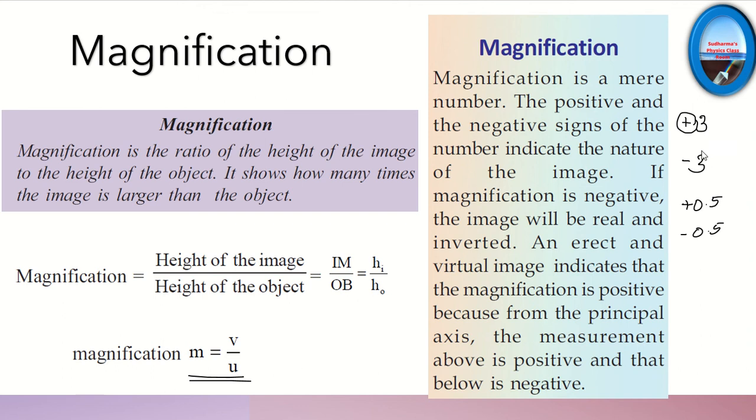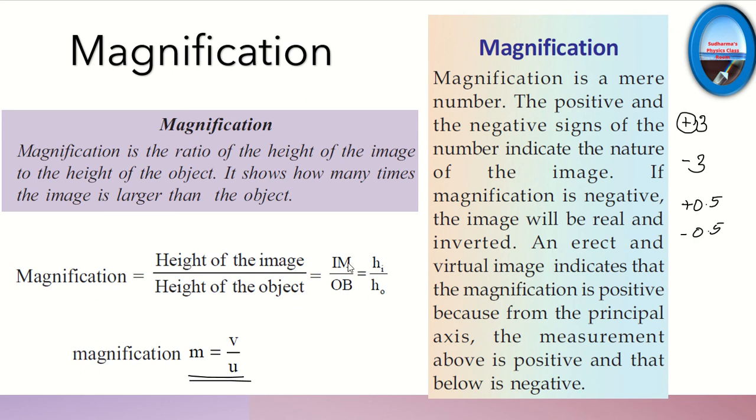The number you see here, 3, or if the number is greater than 1, I mean the number without sign, the sign represents whether it is a real or virtual image. If the sign is positive, it is a virtual image. If the sign is negative, it is a real image. Because see, height of the image by height of the object. If the image is real, then one of the things will be below the principal axis, right? Inverted image. So one quantity will be negative. When you take the ratio, the complete thing will become negative. So that is the real image.